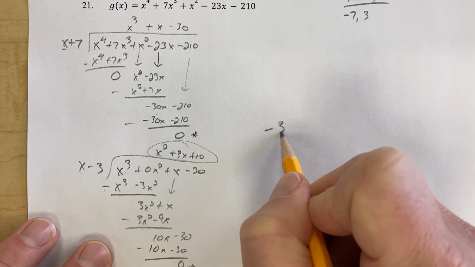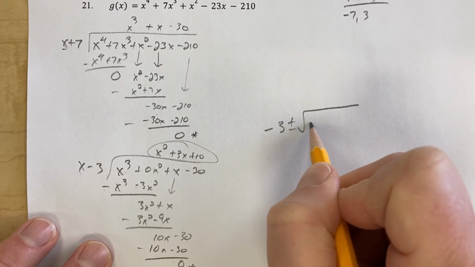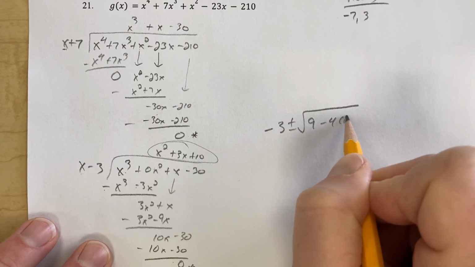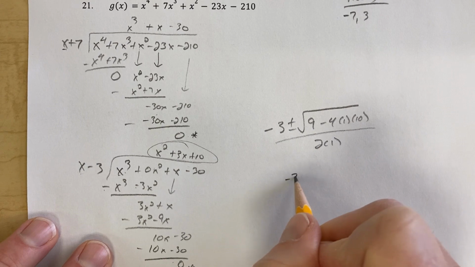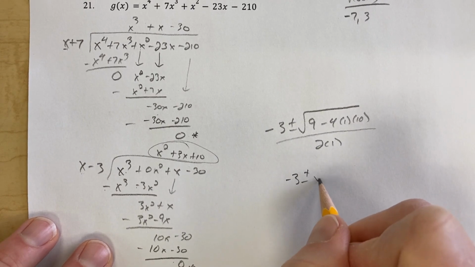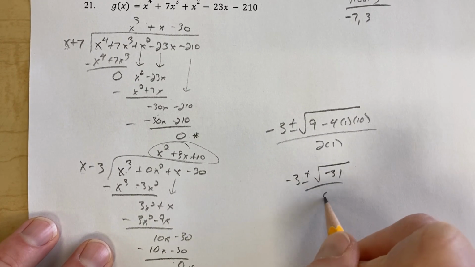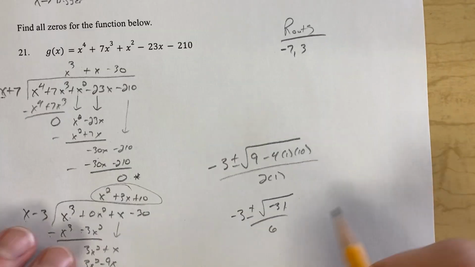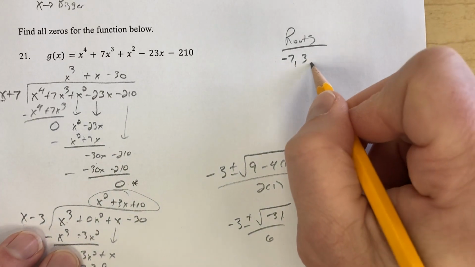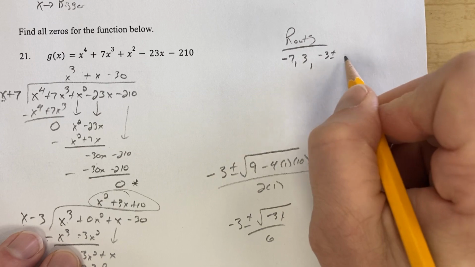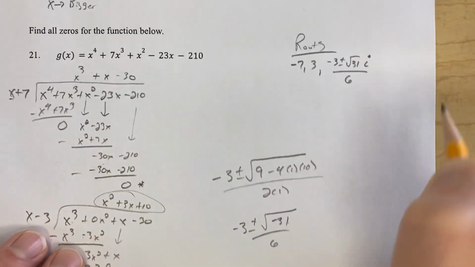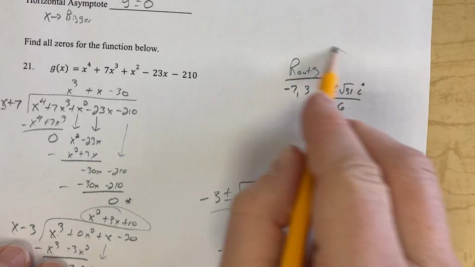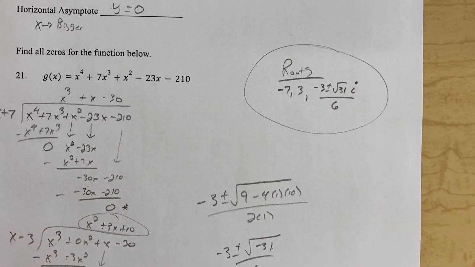We're going to have the opposite of b plus or minus the square root of b squared minus 4 times a times c, all over 2 times a. That's going to give us negative 3 plus or minus the square root of negative 31 over 6. And all I want you to do is pull that negative out, make it an i. So our other two roots are negative 3 plus or minus the square root of 31 i over 6. This would be our solutions then.